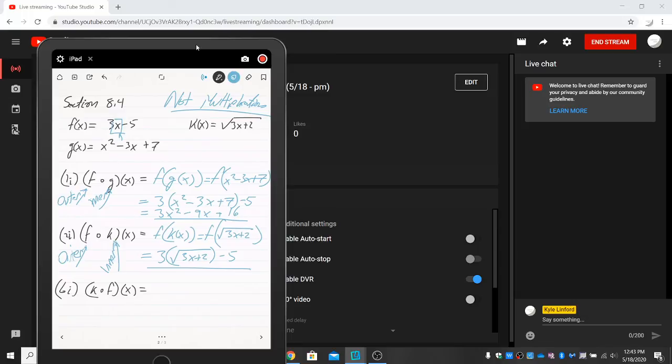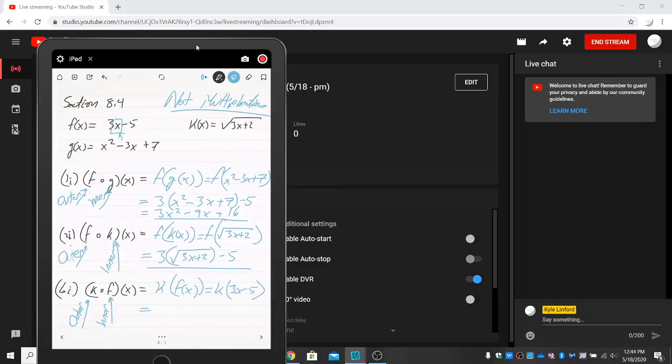Now let's try the reverse. Let's try k of f of x. This is problem 6 from the independent practice. K now is the outer function, and f is the inner function. So what I'm saying is take the function k, and every time you see an x in that function, replace it with whatever the function f is. So that means take k, and every time you see an x, change it to 3x minus 5. Like literally plug that in for it, substitute it in.